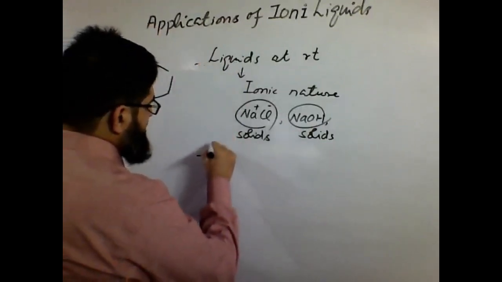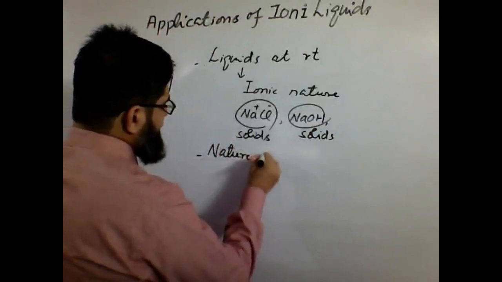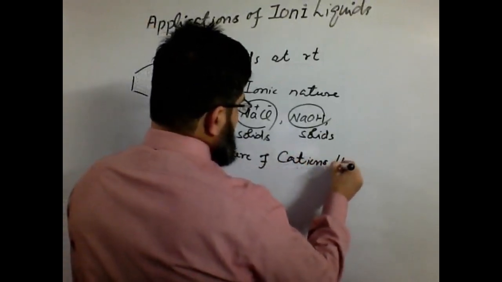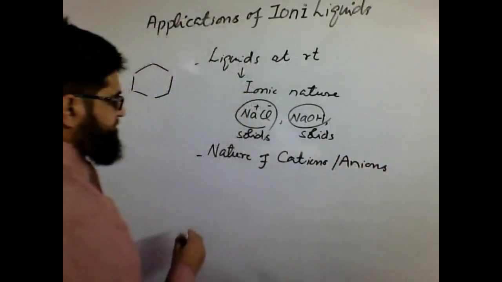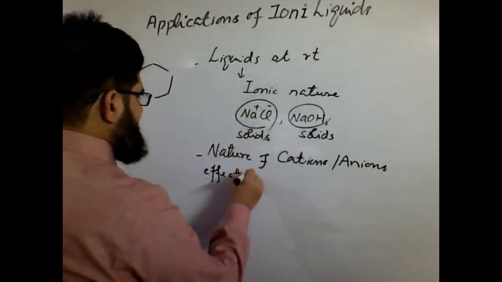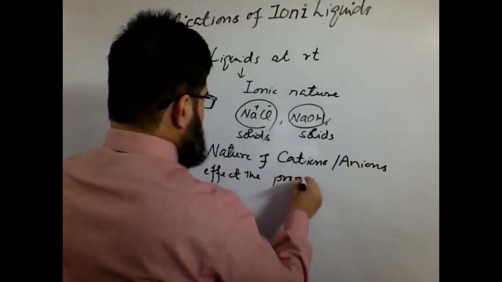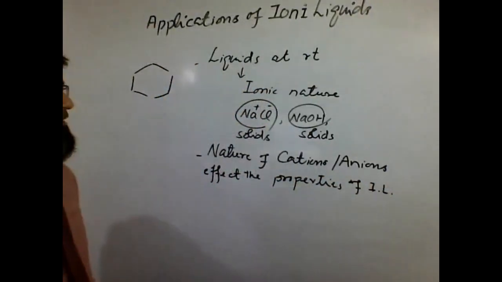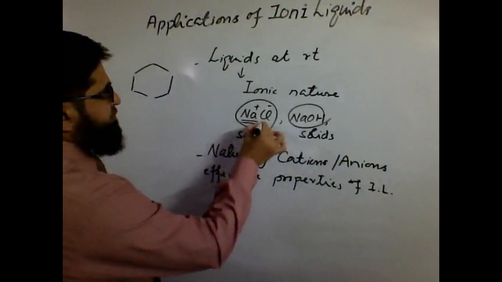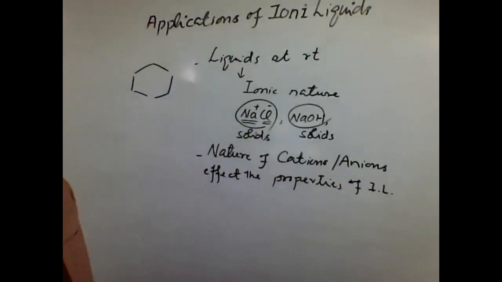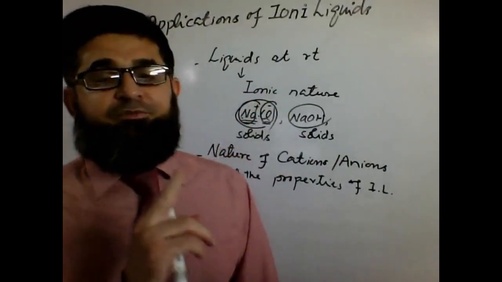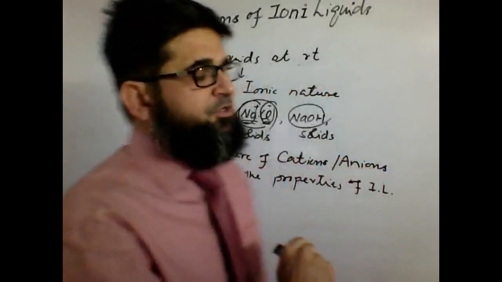Secondly, I told you the nature of the cations or anions affects the properties of ionic liquids. As we have an idea, in ionic compounds one is the cation and the other is the anion, and the combination of the two generates the ionic compound. What is the nature of the cation? What is the nature of the anion? That determines the property of the resultant ionic compound, especially in the case of ionic liquids.